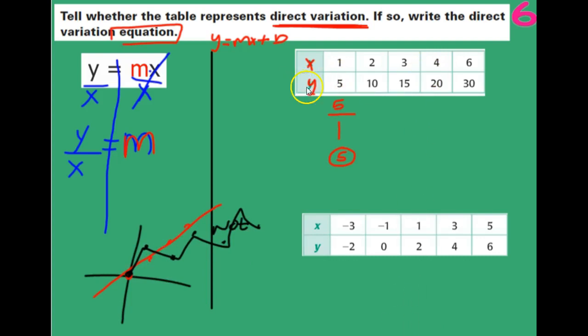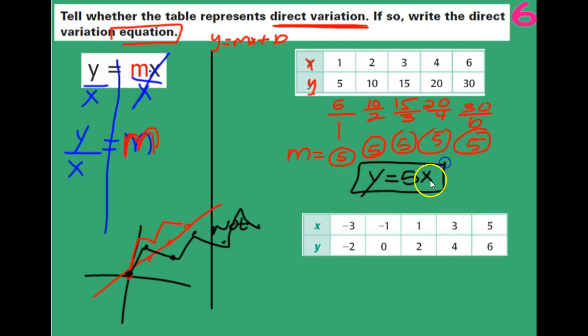So let's continue taking y and dividing by x. 10 divided by 2 is also 5. 15 divided by 3 is also 5. So far we got a straight line. 20 divided by 4 is 5. 30 divided by 6 is 5. So we know that over and over again, up 5 over 1. This is really our slope, what we just found. So our equation would just be y equals 5x plus 0, or just y equals 5x.